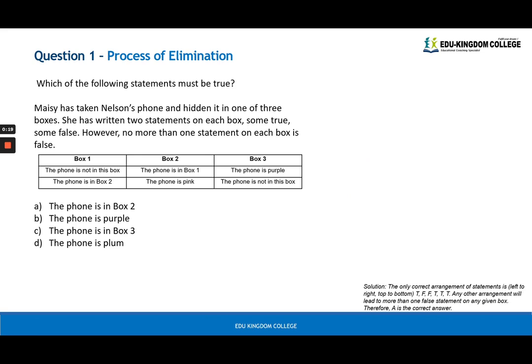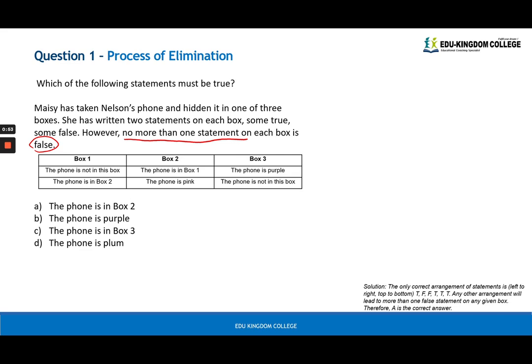So our first question of the day is a process of elimination question. We're asked which one must be true. We're given a table of what Maisie did to Nelson's phone. She writes two statements in each box, some true, some false. However, no more than one statement in each box is false. So if there is one that is false already in a box, the other one must be true. But if there's a true one, we don't know if the other one is true or false.